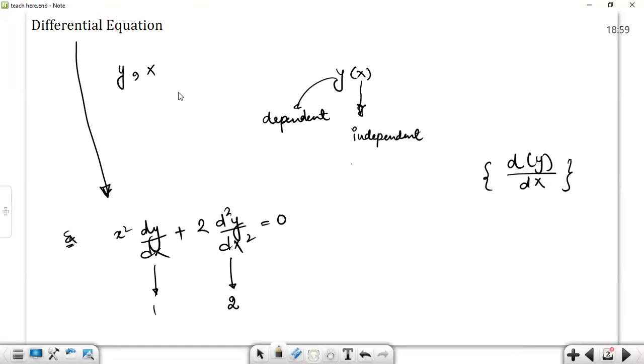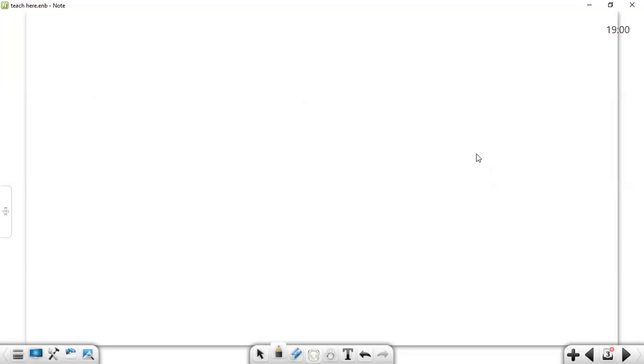What is the difference in the case of y and x? Usually we have y as a function of x. So y is dependent on x, whereas x is independent. So y and dy by dx must be in the differential equation for that case. Clear?